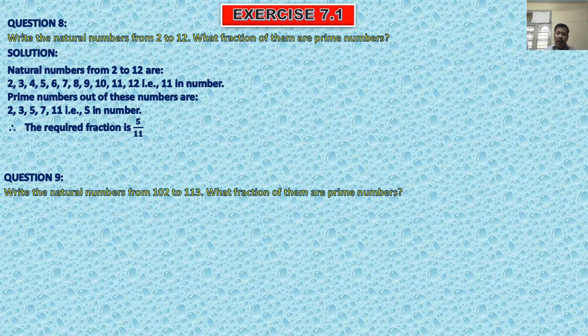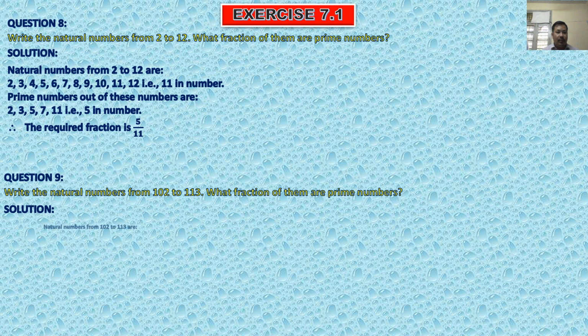The question number 9 is saying like this: write the natural numbers from 102 to 113. So what fraction of them are prime numbers? Again, we are going to write the natural numbers from 102 to 113, and we have to find out the prime numbers from this group of natural numbers. So we have the solution like this.